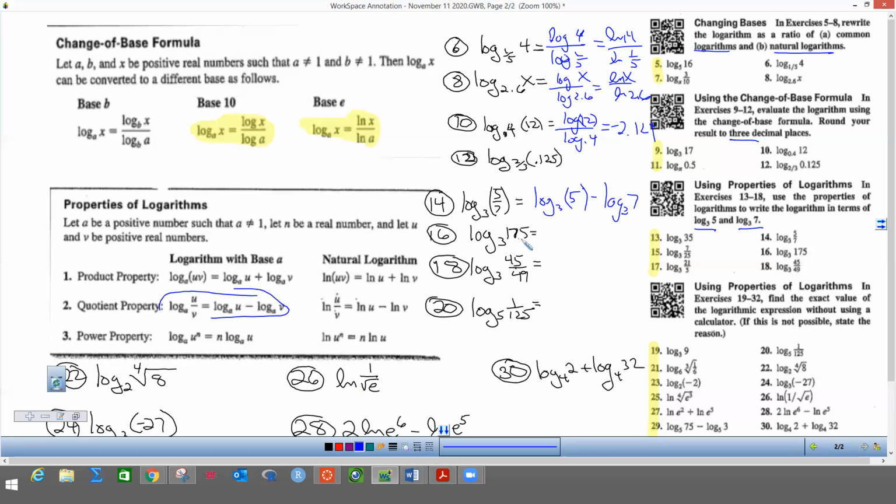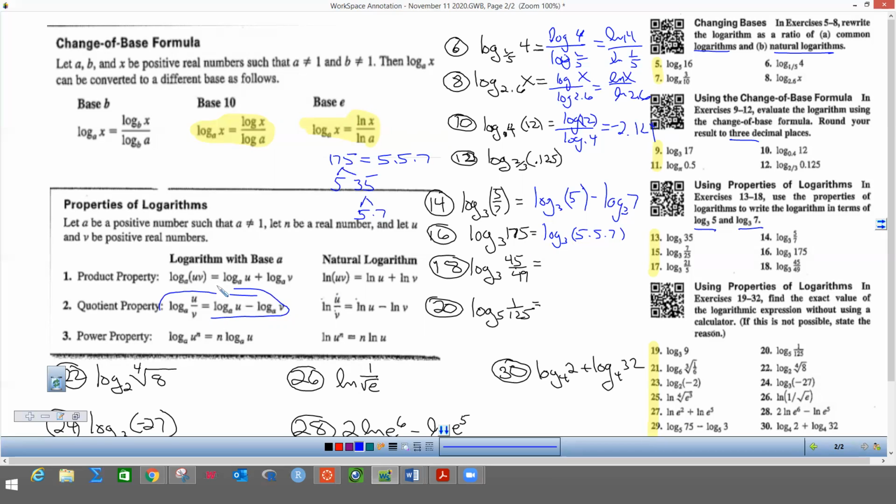Now, if you have 175 here, you've got to get this all in terms of 5s and 7s. So you should take 175 and factor that. 5 goes into this because it ends in a 5. 175 divided by 5 is 35, and that's also 5 times 7. So 175 is equal to 5 times 5 times 7, which means you can rewrite this as log base 3 of 5 times 5 times 7.